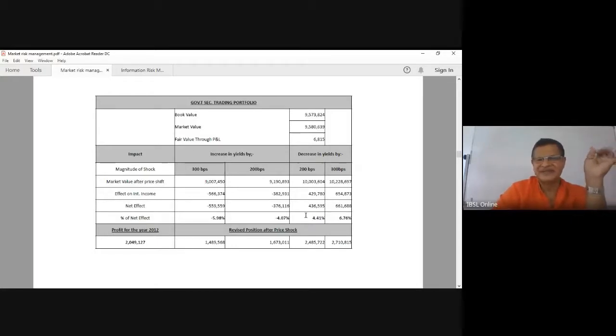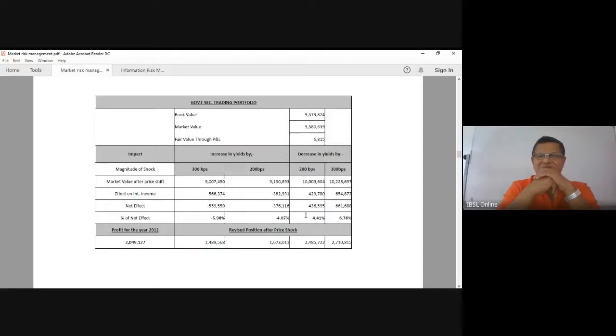So that has revised the position based on loss. So probably they would have had something like 1.6 million, 1.9 million profit at that point, and as a result of 559 million loss, it has come down to 1.489 billion. Similarly, if profits are up on the decrease side, it has gone to 2.4 billion and 2.7 billion.